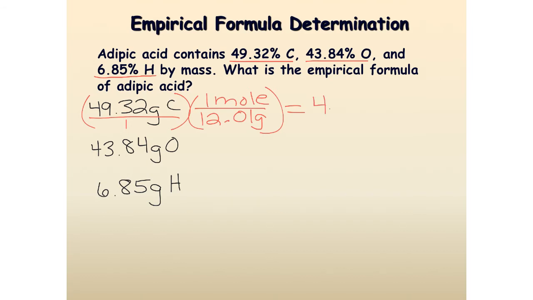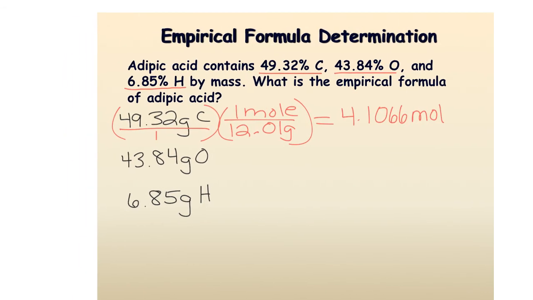You want to try to keep quite a few decimal places. You don't want to round too much at this point in time. Okay, we do the exact same thing with oxygen. And then we'll do the same thing with hydrogen too.